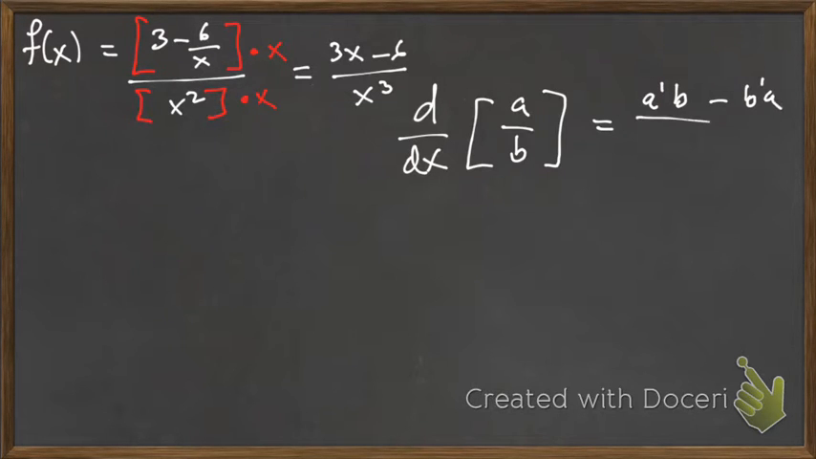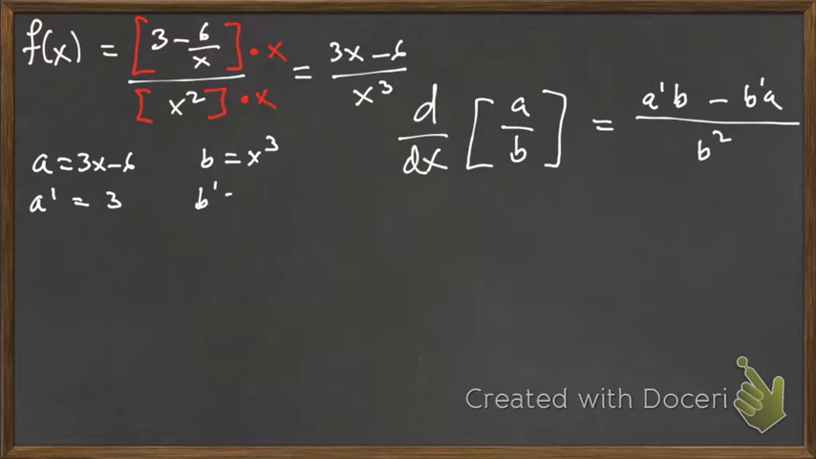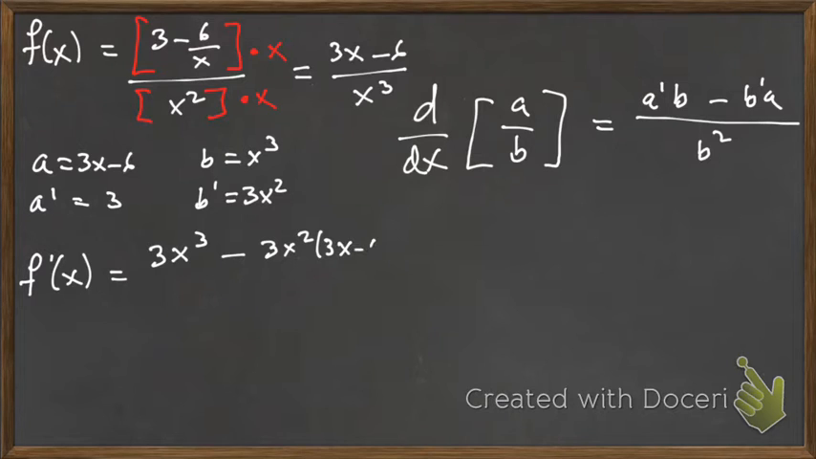I was going to say it's going to be a nicer looking problem, but I don't know if problems are going to look nice or not. A is 3x, a prime is 3, b is x cubed, b prime is 3x squared. So we'll go ahead and install it. So we have a prime b minus b prime a all over b squared.